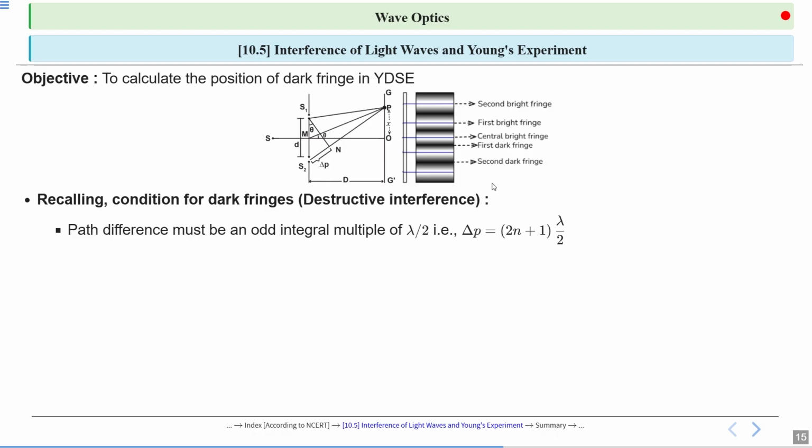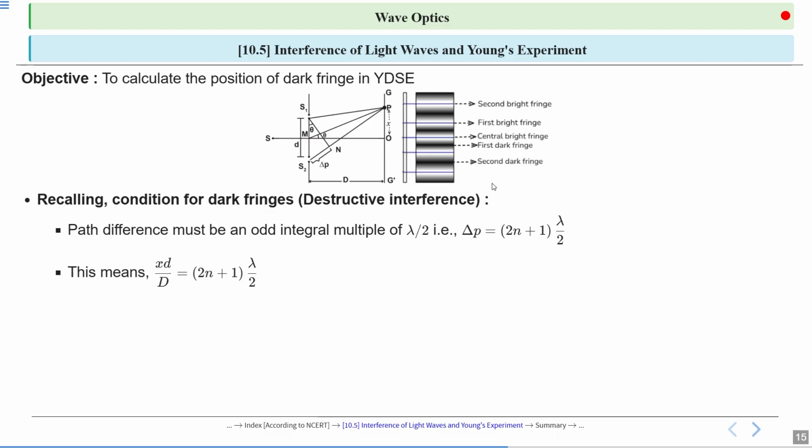If we put n equal to 0 here, it will result in 1. So it will be 1, an odd integral multiple. And if we put n equal to 1, it will become 3. That is also an odd number. So an odd integral multiple of lambda by 2. So what is delta p? We have calculated it as xd upon capital D.